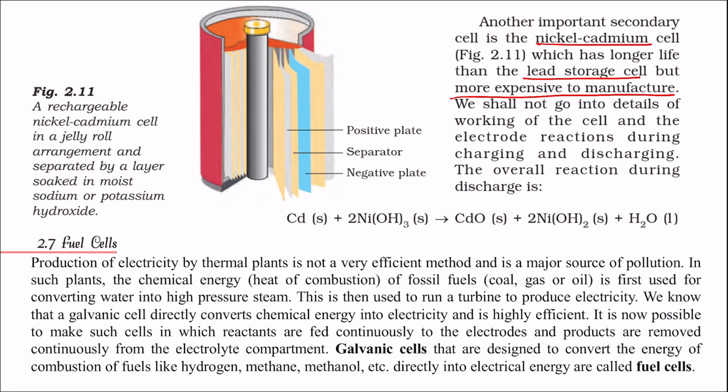The overall cell reaction for the nickel cadmium cell is cadmium plus nickel hydroxide forming cadmium hydroxide, nickel hydroxide and water. Here cadmium is in 0 oxidation state and it is oxidized to +2 oxidation state. In nickel hydroxide, nickel is in +3 oxidation state and it is reduced to +2 oxidation state. This is the diagram of the nickel cadmium cell: in a jelly roll arrangement and separated by a layer soaked in moist sodium or potassium hydroxide.